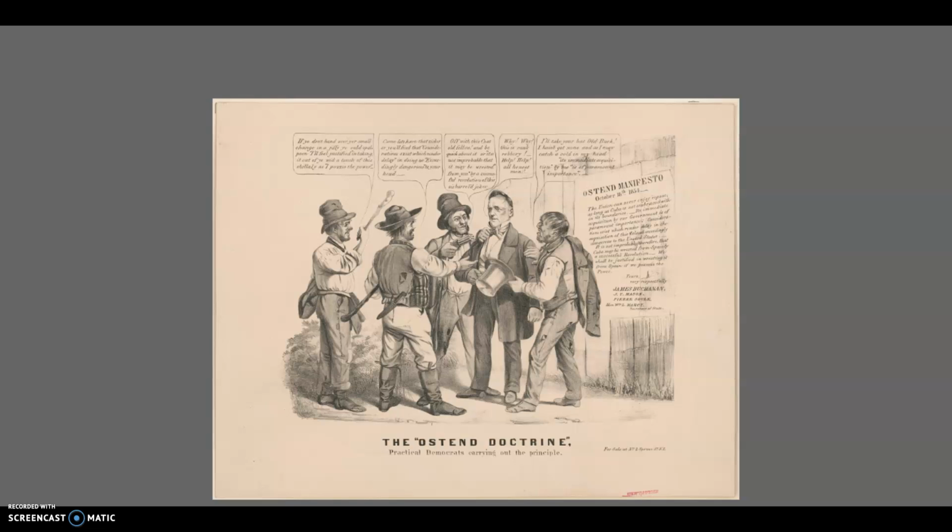And it was secret, but it was leaked, and the Northerners' anger stopped the Pierce administration from going through with it. This is an example of how issues over slavery stopped the American expansion.